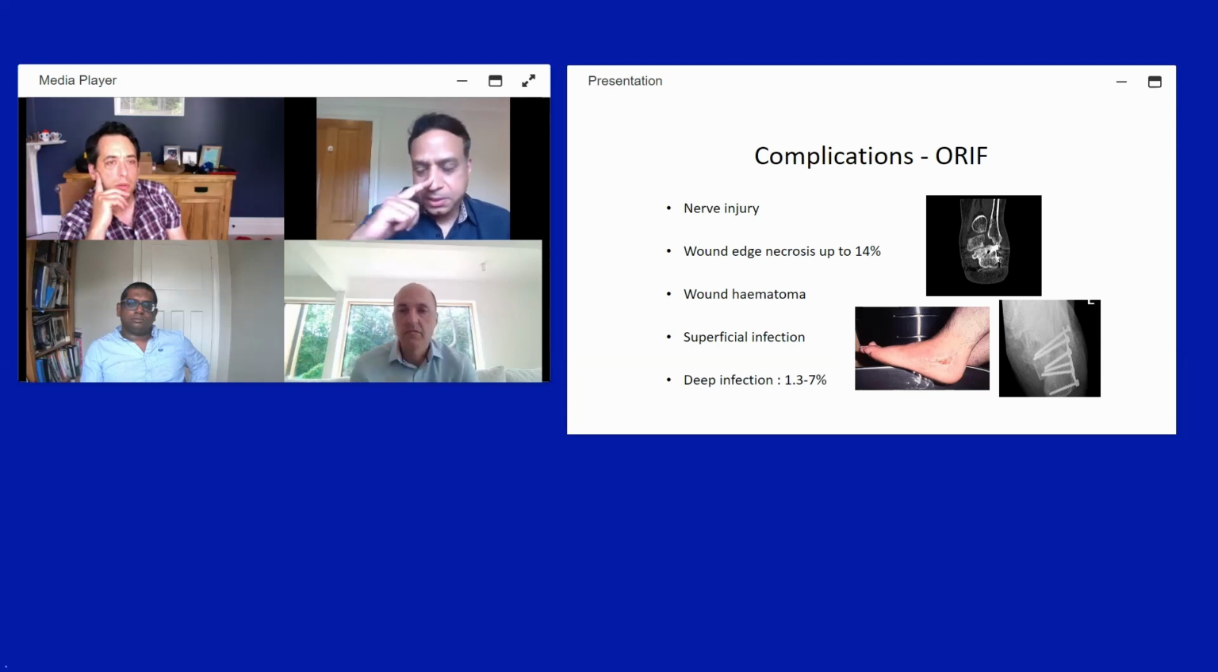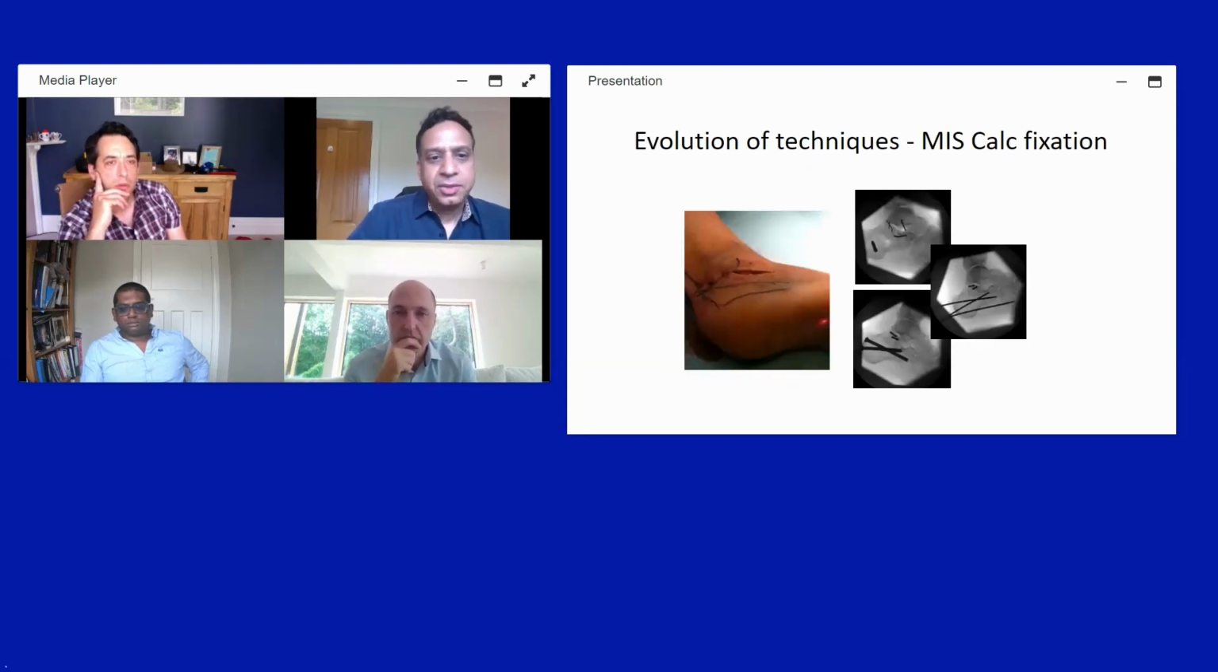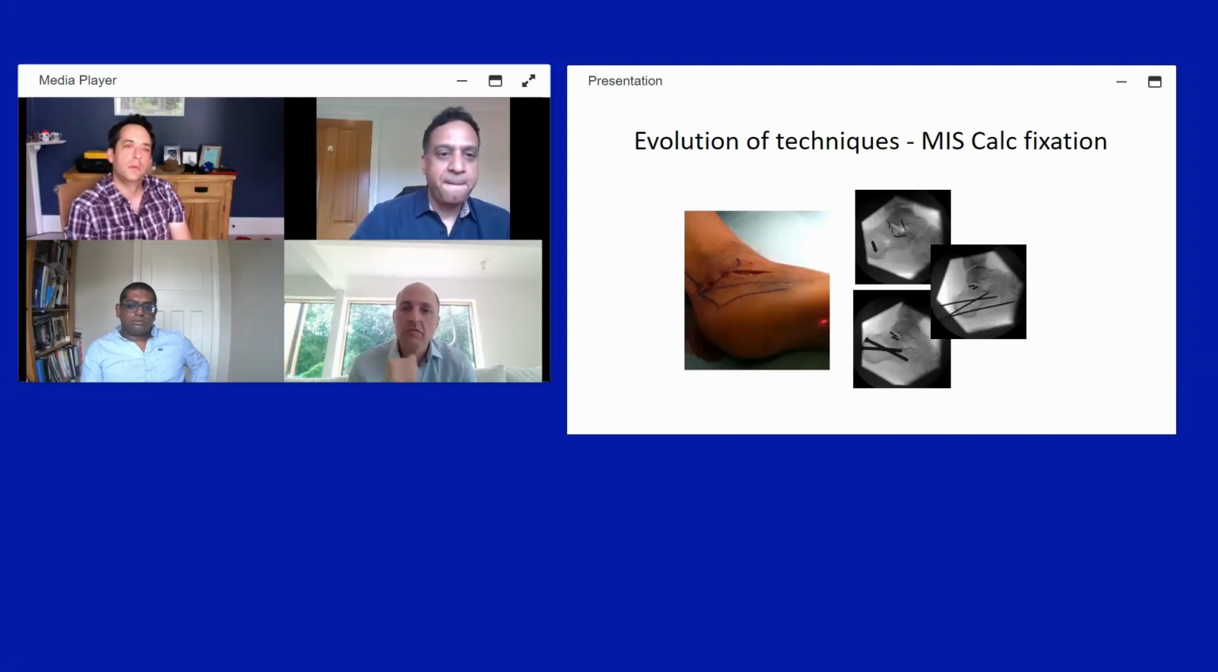And that, next slide please, has led to the development of further techniques, an evolution of techniques, ranging from the sinus tarsi approach to the percutaneous approach to the arthroscopic percutaneous approach. So we're going to go through them one by one, with illustrative cases. We'll go through the sinus tarsi approach. Next one, please.